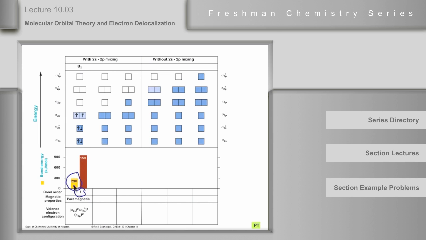This is just one way of plotting the bond energy, and the height of this is proportional to the bond energy. It happens to be 219 kilojoules per mole for the B2 molecule. So that's one thing. It's based on this electron configuration down here that, of course, is based on the diagram. You write the configuration from the diagram.